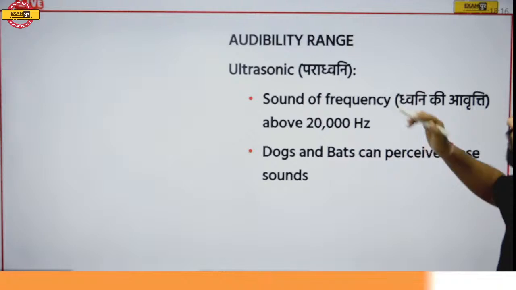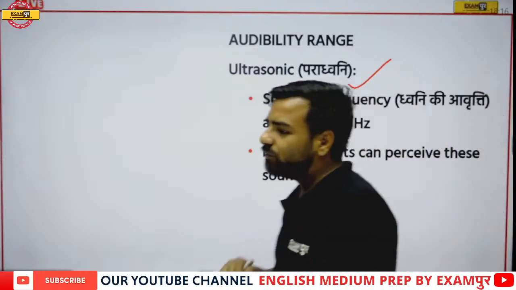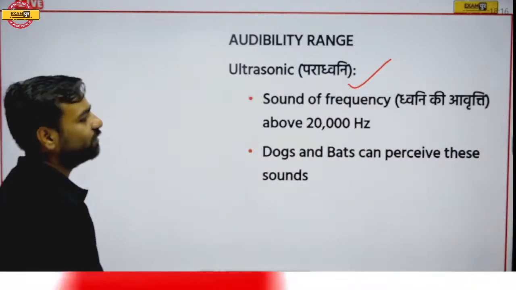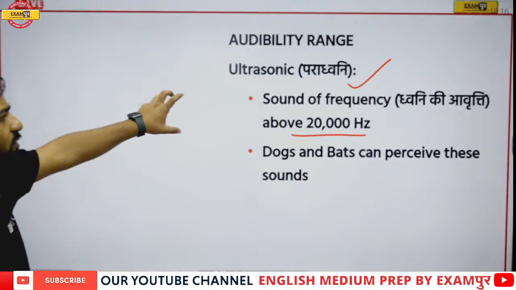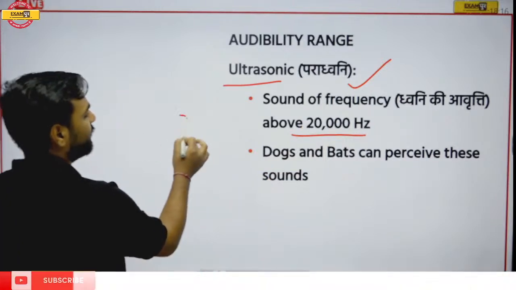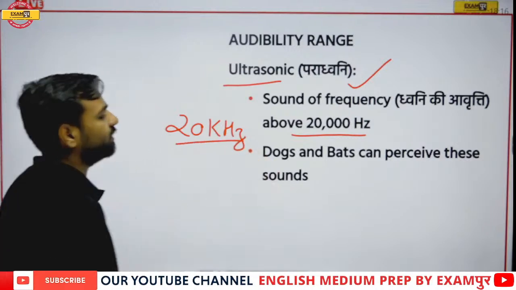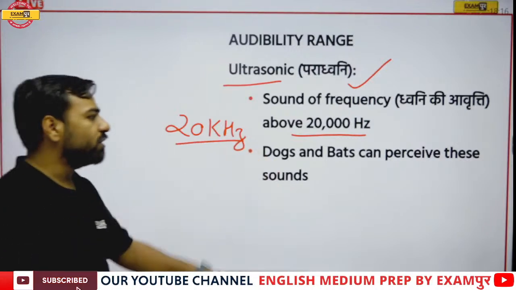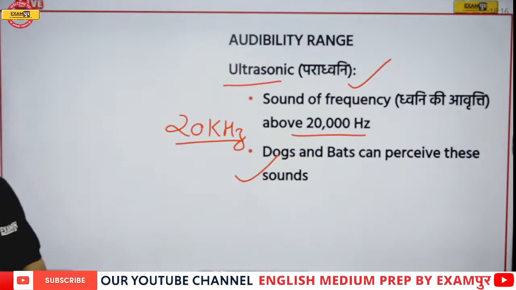So here, for the audibility range, if I talk about the ultrasonic range, ultrasonic waves have a sound frequency above 20,000 hertz, or rather I can say 20 kilohertz. Now there must be someone who can hear this, right? Here dogs and bats can perceive these sounds.